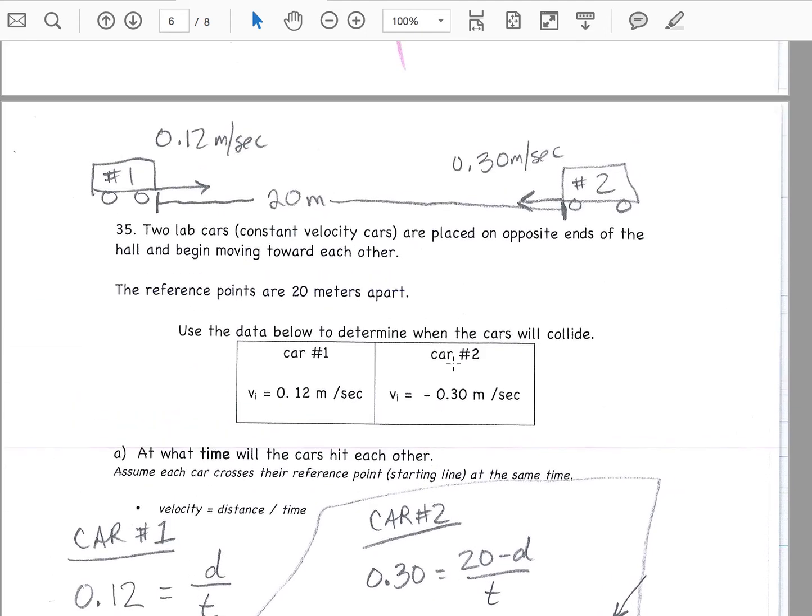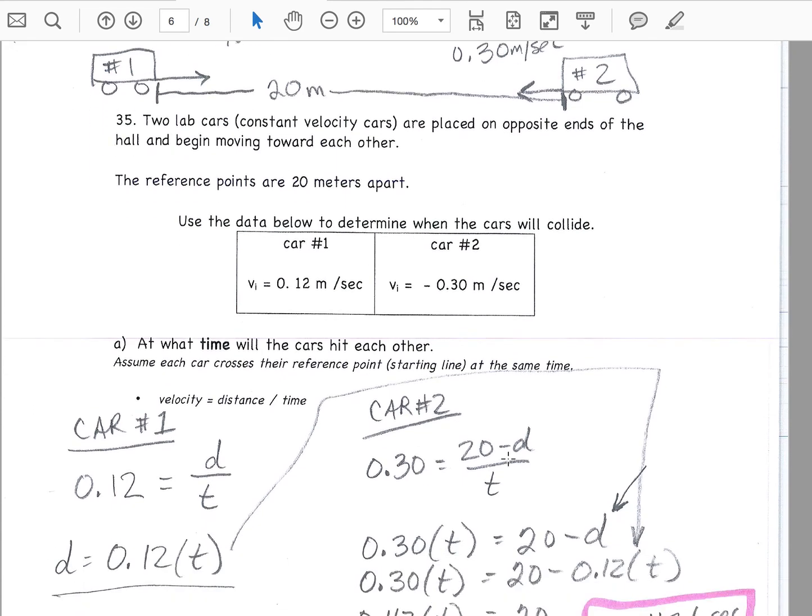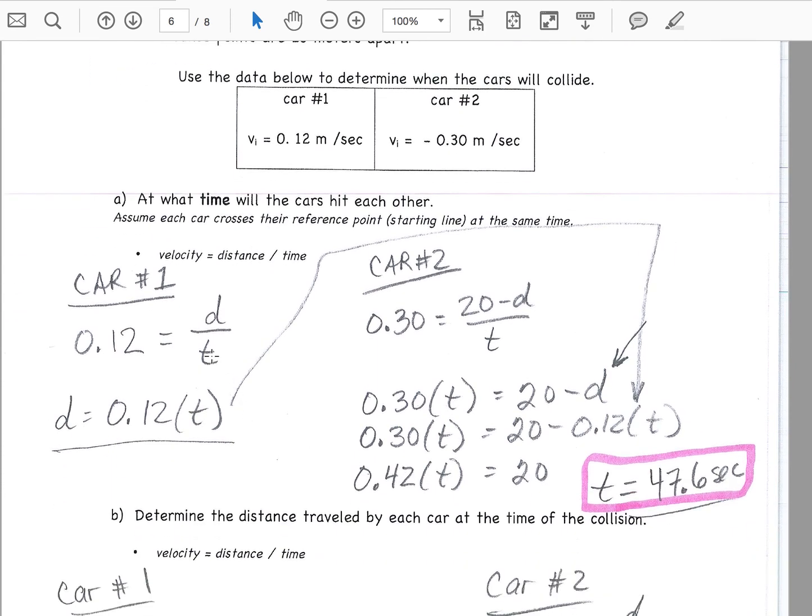Now cart 2, I know its velocity, I can't say it moves the same distance, but I can say it moves 20 meters minus the distance that cart 1 traveled. But the time, I can use the same t because it is the same. So I move this t over, and then I substitute that in for d. So right here, instead of writing d, I write 0.12t. And then what that does is that gives me this expression that allows me to solve for time.